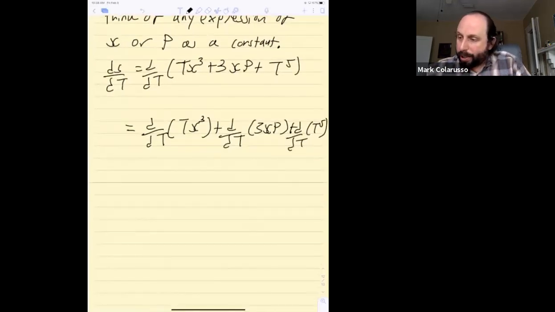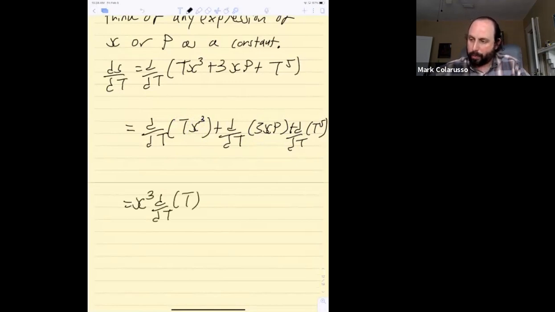Now, as far as capital T is concerned, x cubed is a constant. This entire expression is a constant. And then this last one only involves capital T. So we know how to handle the last one. So for the first one, x cubed is a constant. So by the constant multiple rule, we can pull out the x cubed from that expression. Now, this whole thing is a constant. As far as capital T is concerned, it does not depend upon t at all.